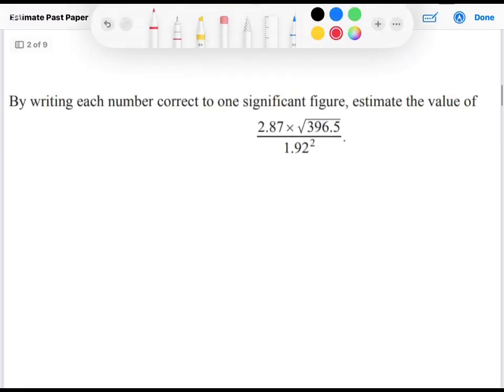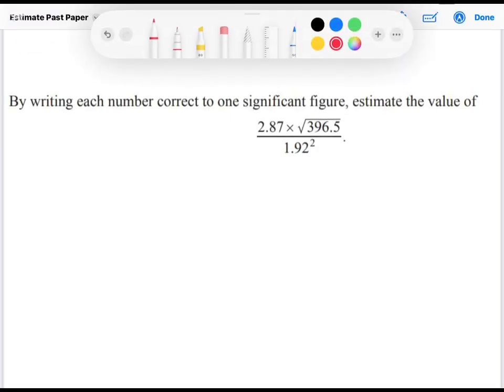Again same type of question, but you can see that there is a root as well. By writing each number correct to one significant figure, estimate the value. Again we need to write down the first significant figure and then estimate the value. So first we will solve this.